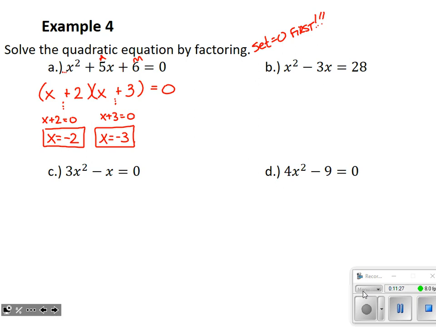For letter B, this one is not set equal to 0, so before I try to factor, let's subtract 28 from both sides. Make sure it's in standard form, meaning x squared, then x, then our constant set equal to 0. And now we can go through our factoring.